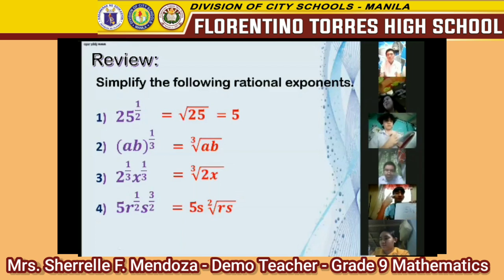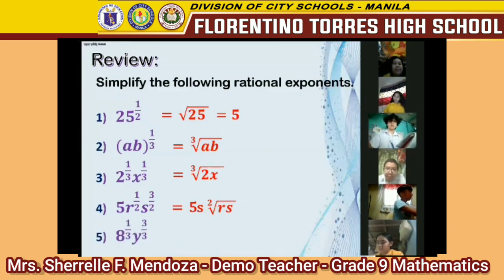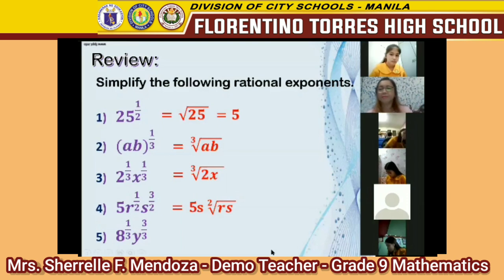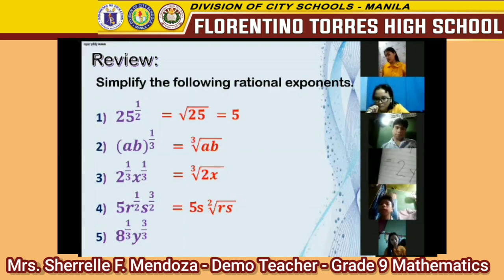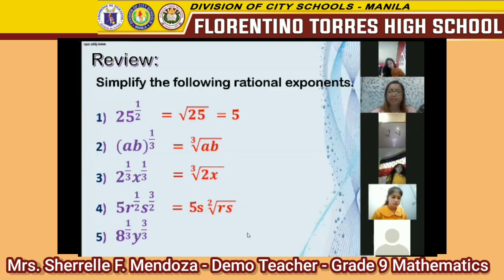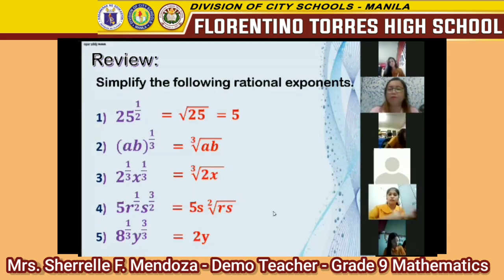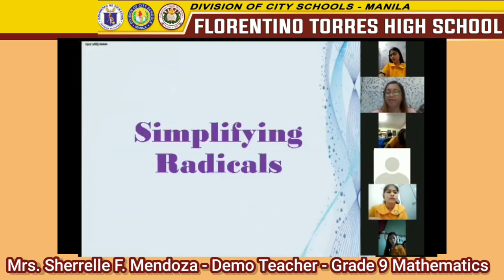Number 5: 8 raised to 1/3, y raised to 3 over 3. Good, Paul? Correct. Girol. Very good. The correct answer is 2y because the cube root of 8 is 2, and y raised to 3 over 3 is y raised to 1, which is also y. Now we move forward to our lesson, which is actually simplifying radicals.